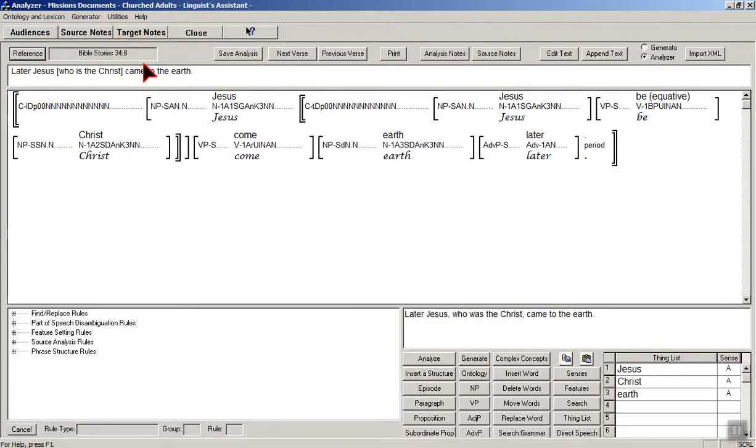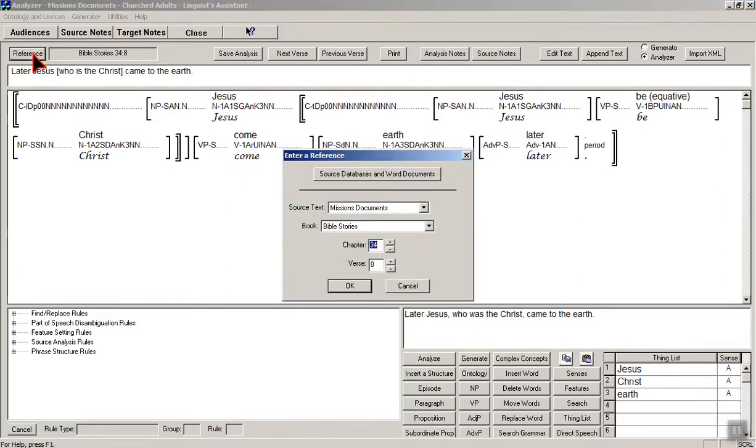Now, I should have a space for 2 Kings now, but in a previous time when I was talking with some people about this, they asked, well, what if they don't have the space set up for a particular Bible book? And so I mentioned, well, you could work temporarily, like in Bible Stories 80 or something like that. So when you click on Reference, Mission Documents, Bible Stories, let's say I choose 81.